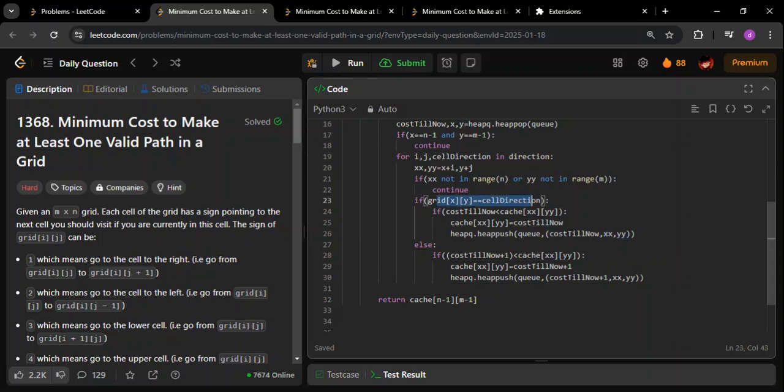This is the case when we are following the directions of the arrows. If you're not following the direction of the arrow, what is going to happen? The cost value will be cost till now plus one. This plus one will now come into the picture. So you have to push the same here, in the queue element, the heap element I mean to say.